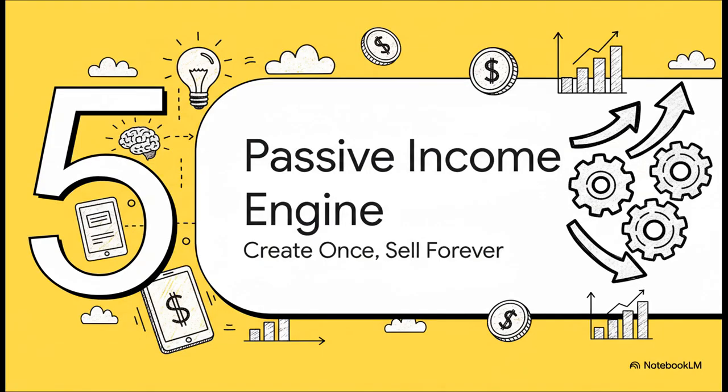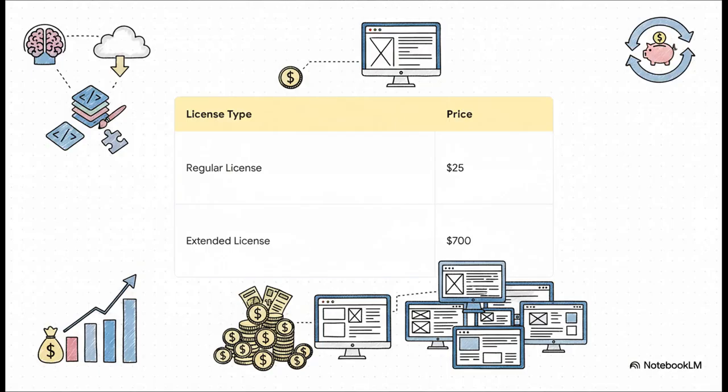Okay, so let's bring this all full circle, back to where we started, building that passive income engine. You now have the power to create a genuinely valuable digital product in just a few minutes. So the next logical step is, how do you turn that into actual money? Well, on marketplaces like ThemeForest, you're not just selling the product itself. You're selling licenses to use it. So a regular license for a single project might sell for, say, $25. But an extended license, which lets a buyer use it in a bigger product, that could go for hundreds, sometimes even up to $700, for the exact same product you built. This is how you really multiply your earnings.